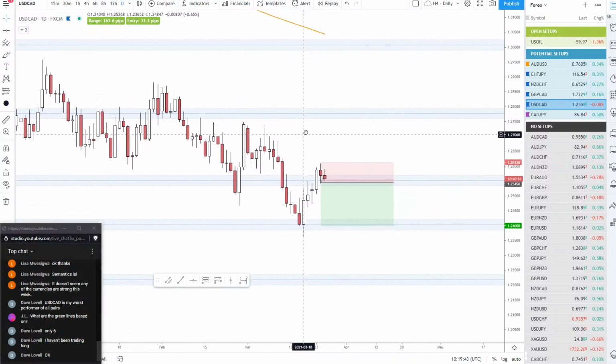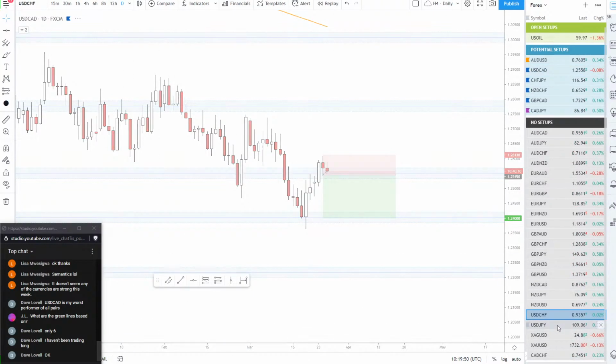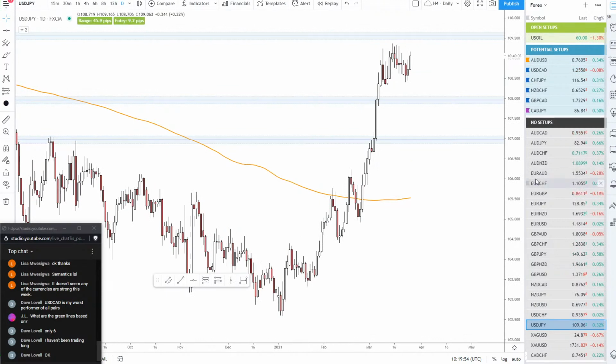Yeah, it has some potential. I'll give this one a go. This one's my favorite of the day, to be honest. All right, let's take a look at USDCHF real quick. Nothing that I want to trade there. No.